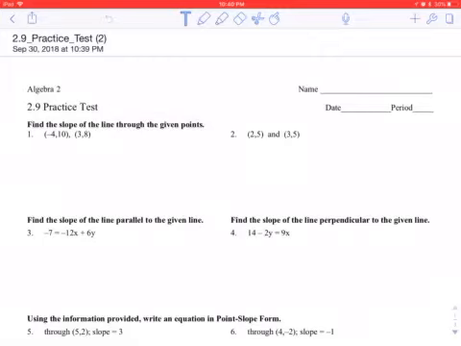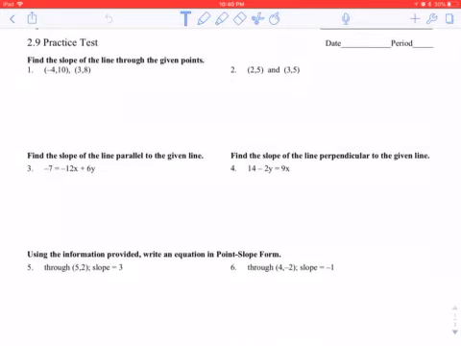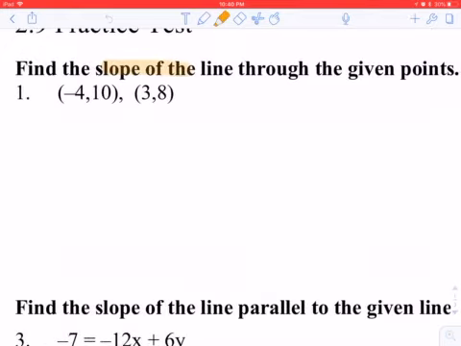This is the practice test for Unit 2. Like every practice test, I'm going to give you all the answers. So, first problem, make sure you read the directions for these. Find the slope of the line.